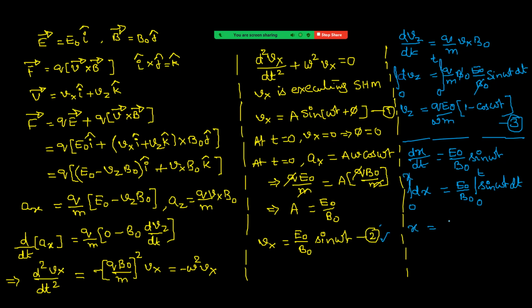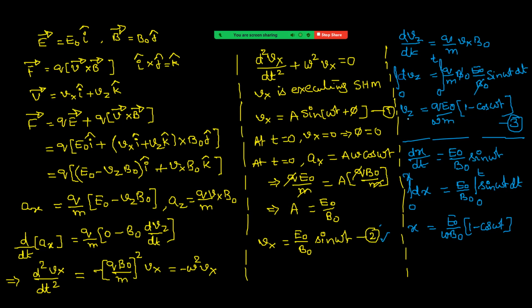So x equal to E naught by B naught, integration of sine omega t dt, right? Here we get 1 minus cos omega t, taking omega outside. I am taking this directly from here: integration of sin omega t dt, finally, gives 1 minus cos omega t, with omega outside. This is now x: E naught by omega B naught into 1 minus cos omega t.